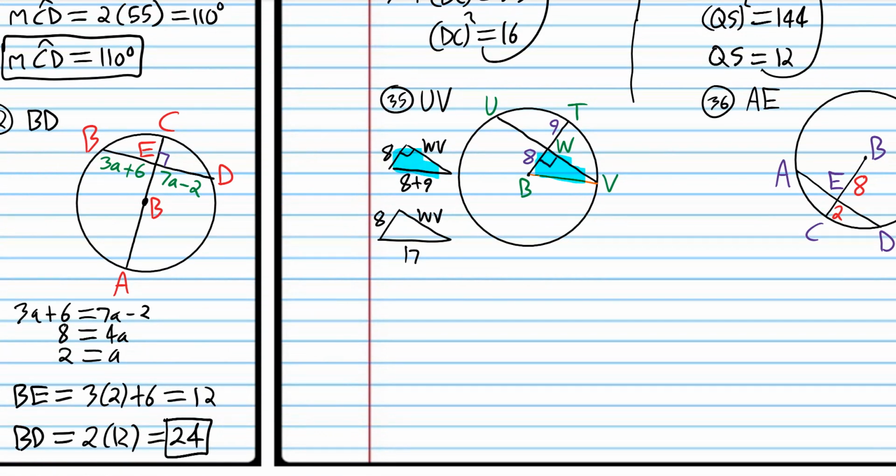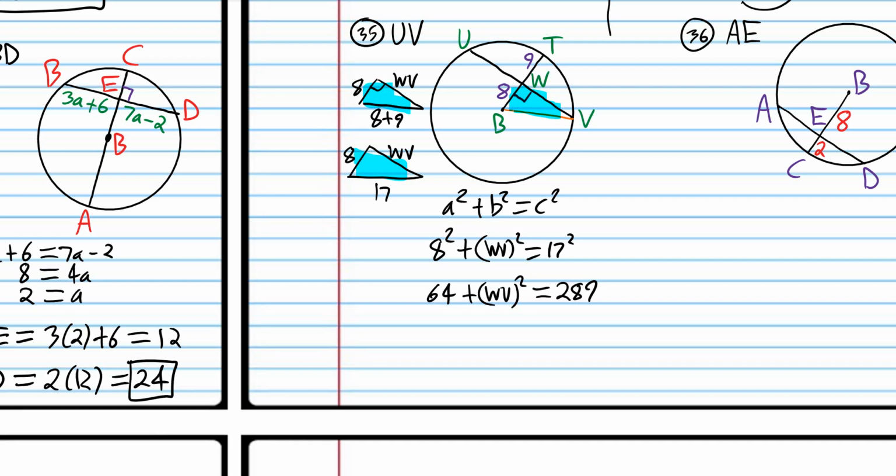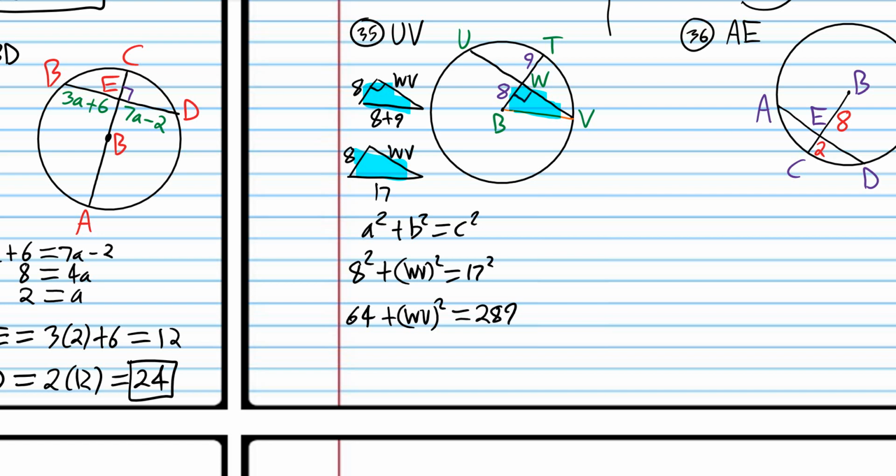And the Pythagorean theorem we're used to is like so. Plug in WV, plug in the hypotenuse, which is 17, and the other leg, and we get 64 plus WV squared is equal to 289. You can use your calculator if you want. And subtract, and we get 225 is equal to WV squared.